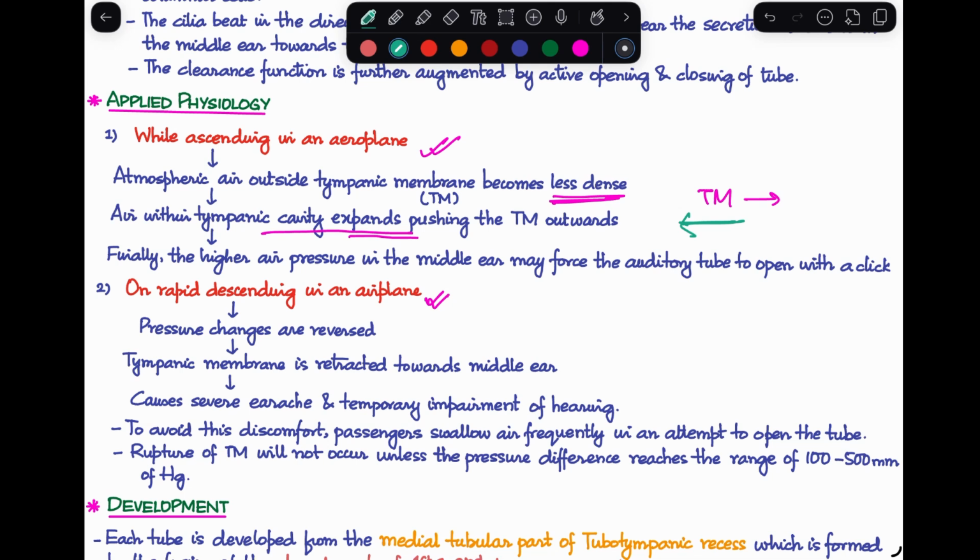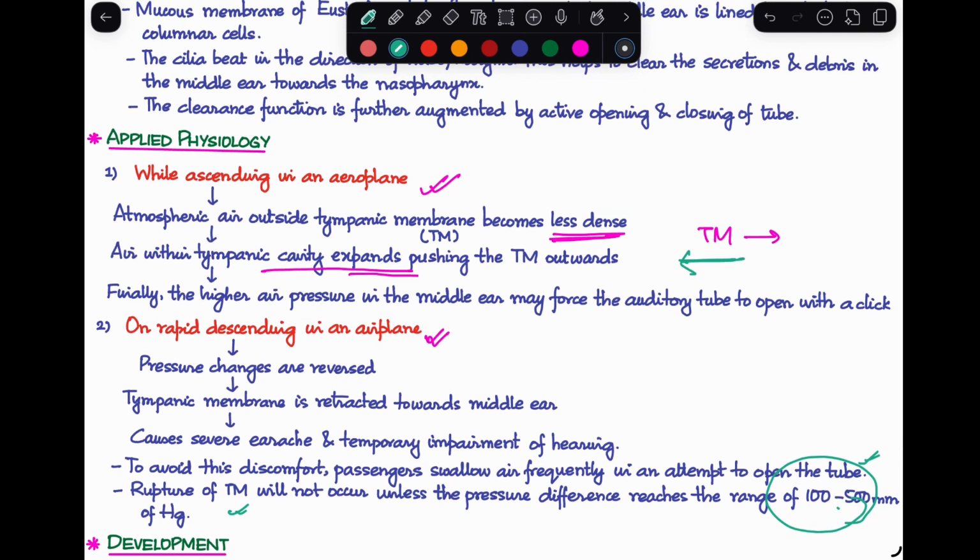Unless this pressure difference ends up reaching a range of about 100 to 500 millimeter of mercury, usually nothing will happen. But if it crosses this level, your tympanic membrane may get ruptured. So this is the physiology of how the Eustachian tube tries to maintain its first function that we discussed, which is regulation of the middle ear pressure. But when you're ascending or rapidly descending in an airplane, the pressure changes are happening too fast. So this is about the physiology.